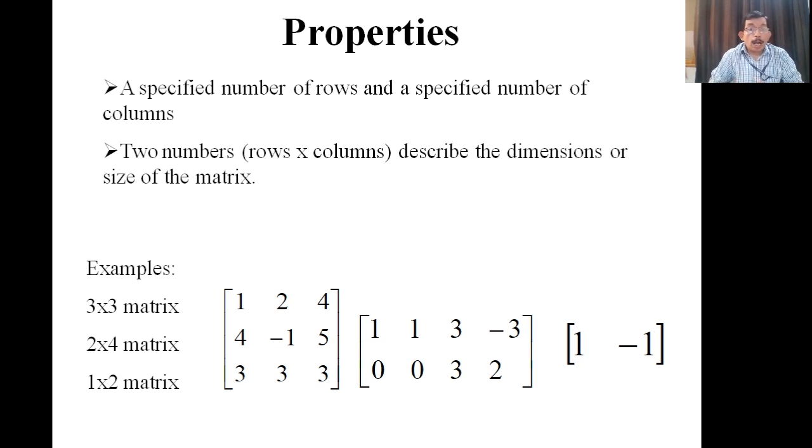Property: a specified number of rows and a specified number of columns define the matrix. How many rows and how many columns belong to the matrix is known as the main property of matrices. If there are two rows and two columns, it is of order 2 by 2. For example, if there are 3 rows and 3 columns, then the matrix is 3 by 3. With 2 rows and 4 columns, the matrix is 2 by 4.